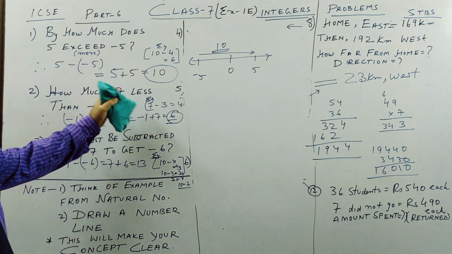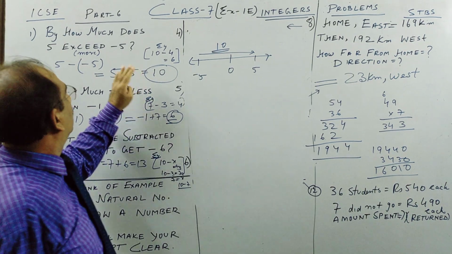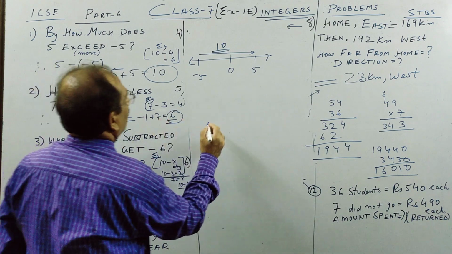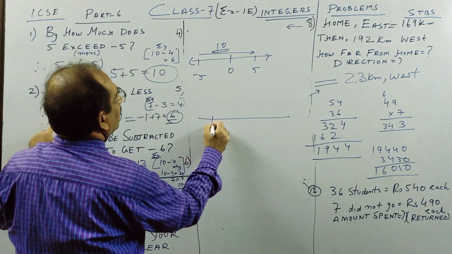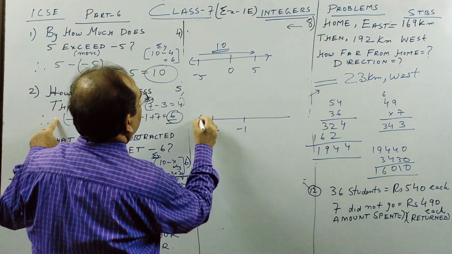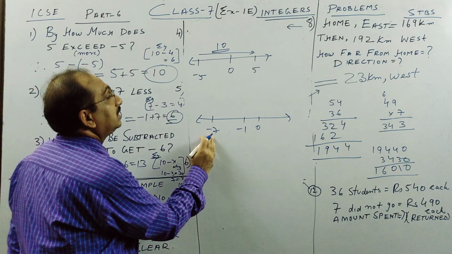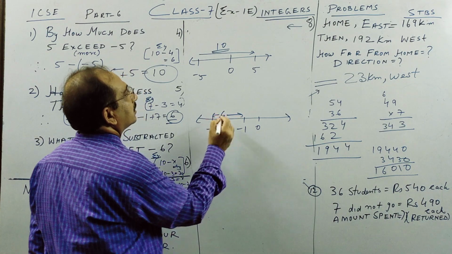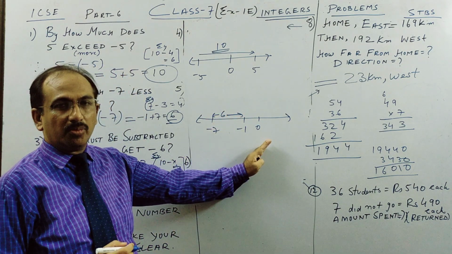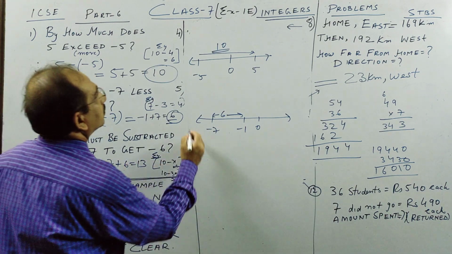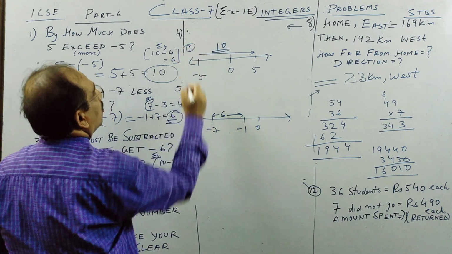Simple logic I have shown you. How much is 5 more than minus 5? See the number line. Next, how much is minus 7 less than minus 1? See, how much is this less than this? You see the distance is 6. If you plot it, all the number line I am not plotting. How much is minus 7 less than minus 1? Next, this was question number 2's number line.